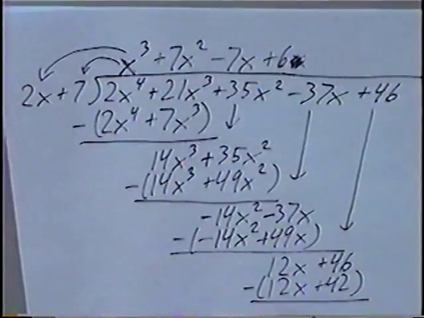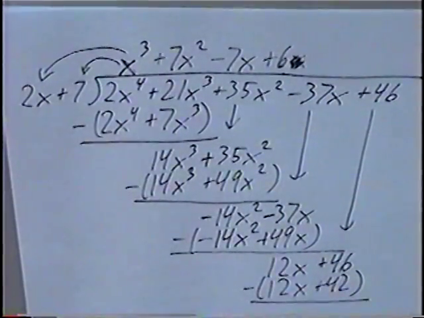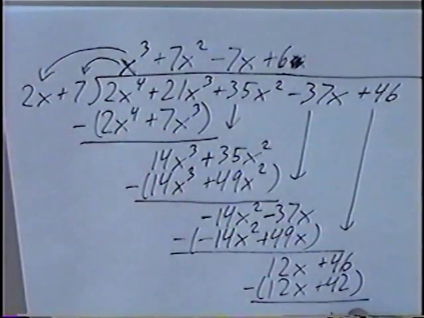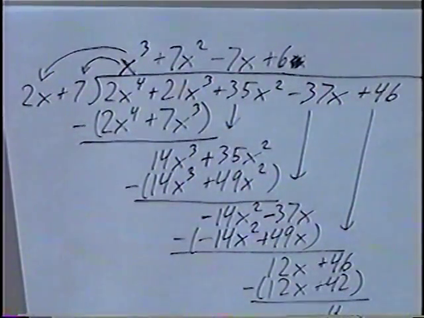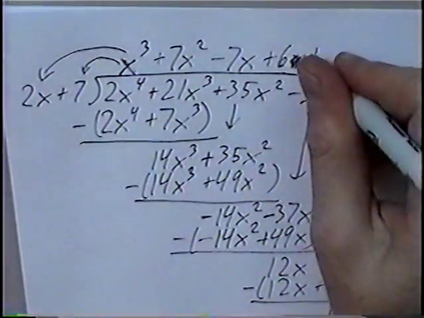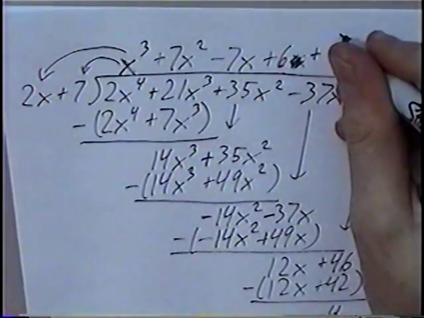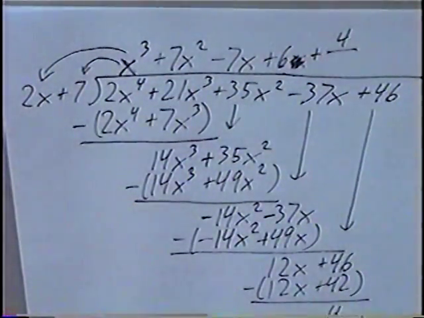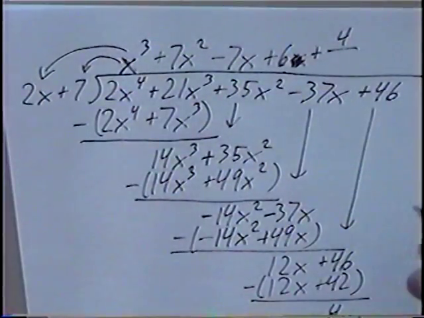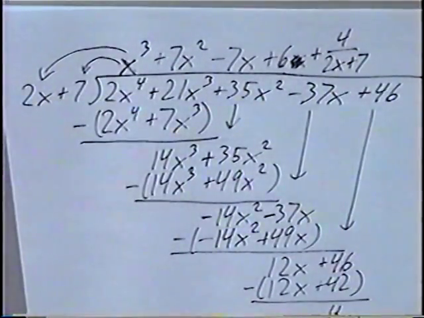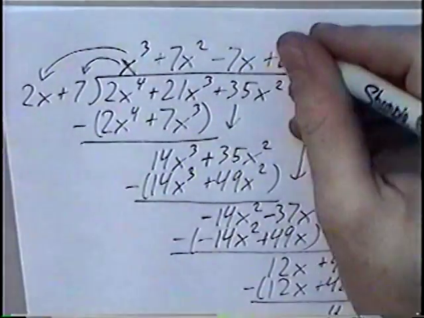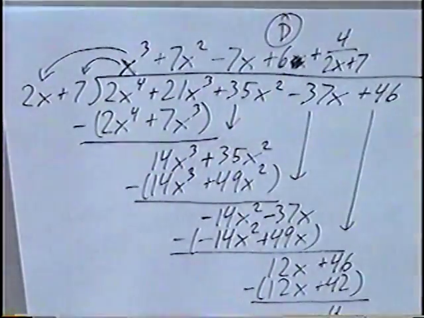Subtracting again, 12x would cancel. 46 minus 42 would be 4. Since this is our last number and last term, that's the remainder. The remainder will be a fraction. 4 will be the numerator, and 2x plus 7 will be the denominator. Looking back at the possible answer choices, the correct answer would be D.